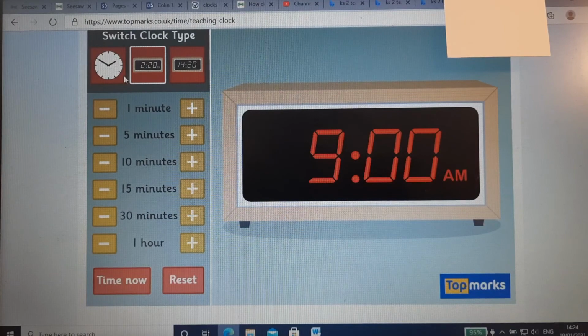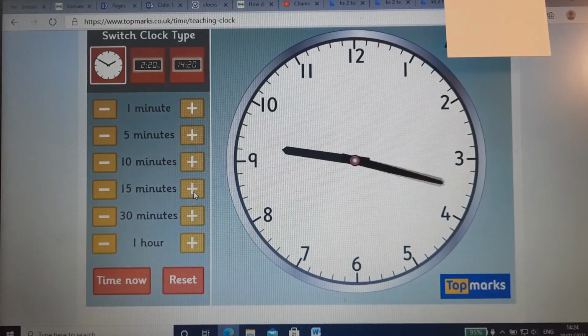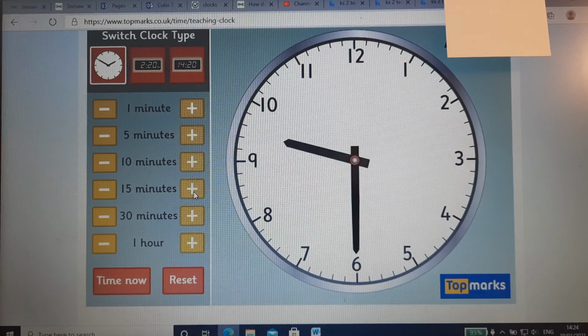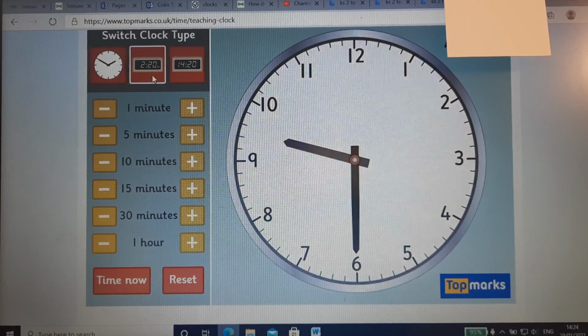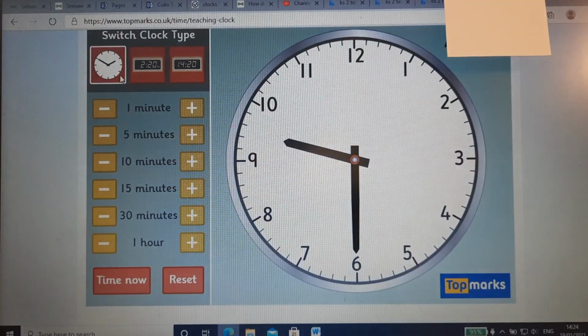Let's see if we can make these a little bit trickier. Okay, what time is this in the morning? Write it down as a digital time using AM or PM. Off you go. Press pause whilst you do it. Right, hopefully you would have written that down and your answer would look like this, 9:30 a.m.